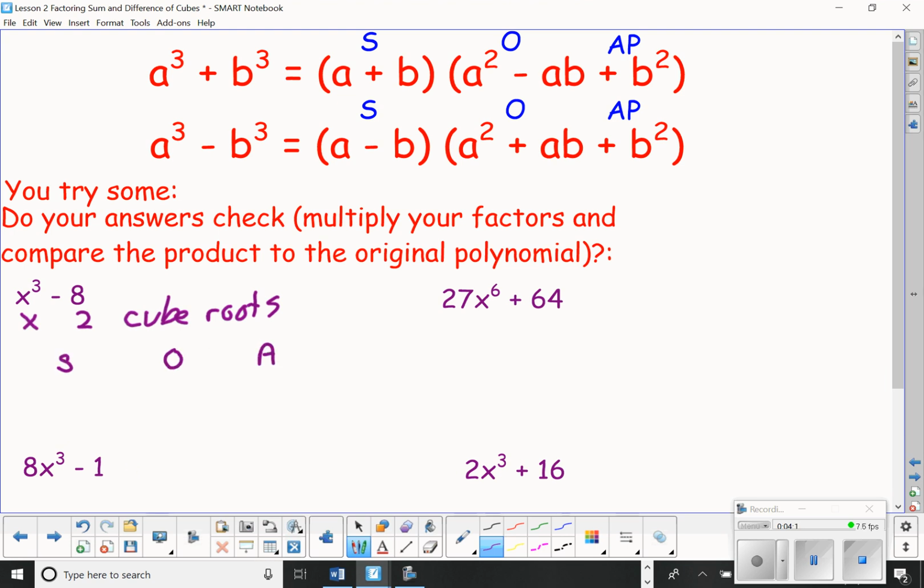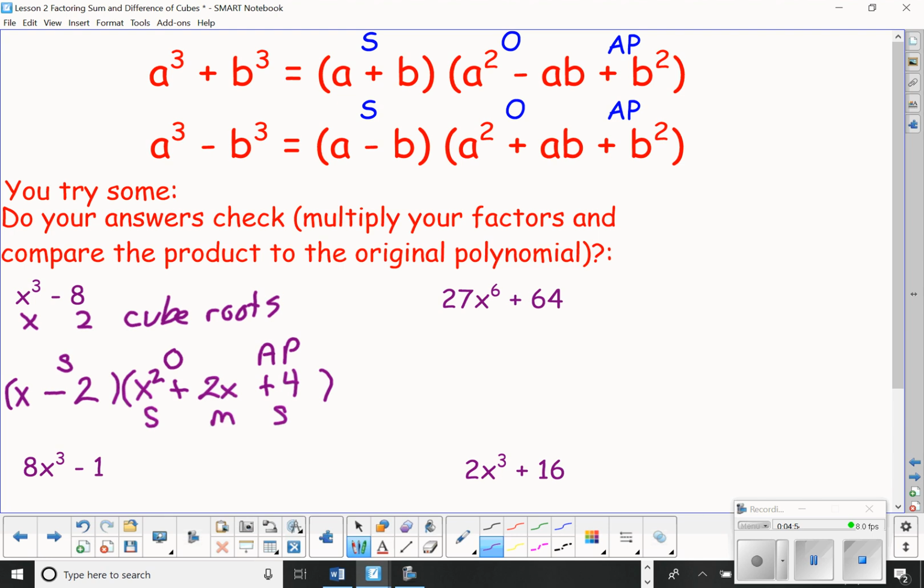I've got this guy going on and this guy. So S stands for same. Opposite, just that. The opposite of minus is plus, and then this is always plus. What goes here is the cube root. What goes here is the cube root. Then I'm going to square the first cube root. Then I'm going to multiply 2 times x. So I'm going to multiply them together. And then I'm going to square the last thing and get 4. So here's my square, my multiply, my square. SMS.